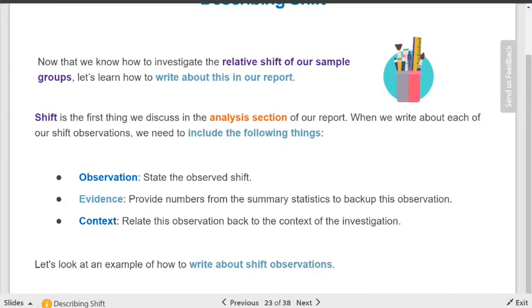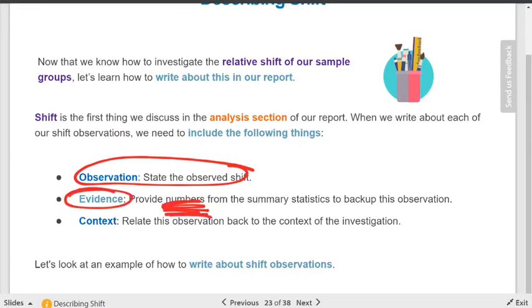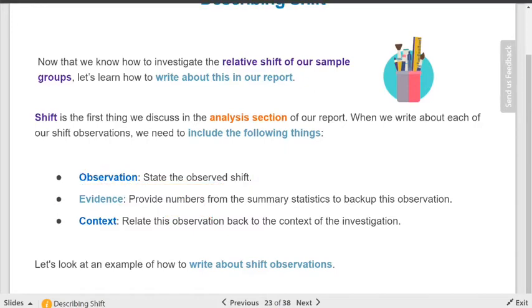So, state the shift, provide your evidence, and that has to have numbers in it. Don't think that you can just say, because this line is bigger than this line. That doesn't work. You need the actual values. Okay? And it must be related back to the context of your investigation. Right? Okay?